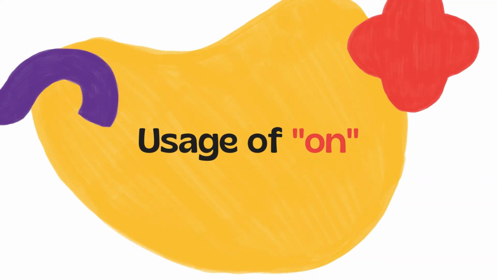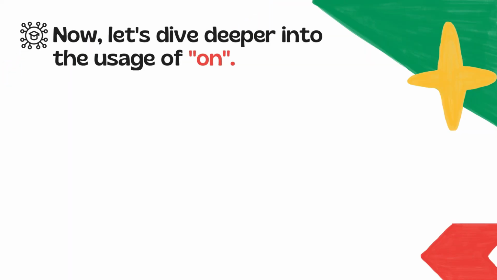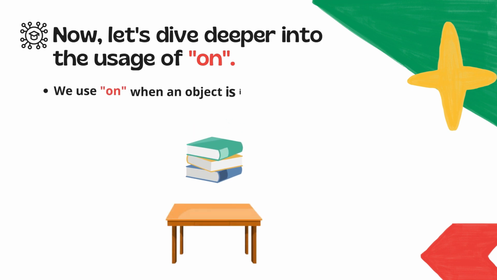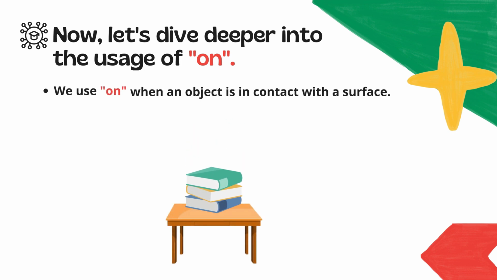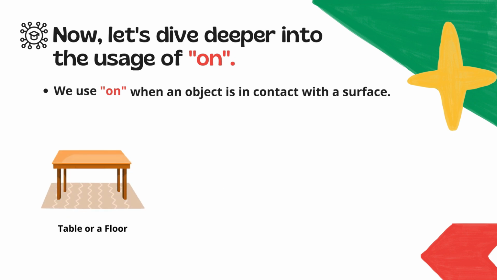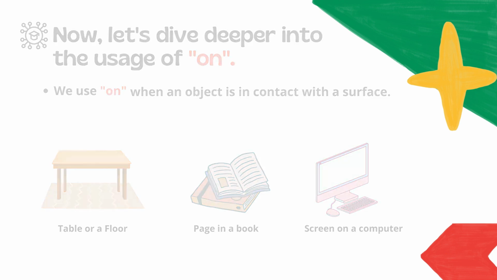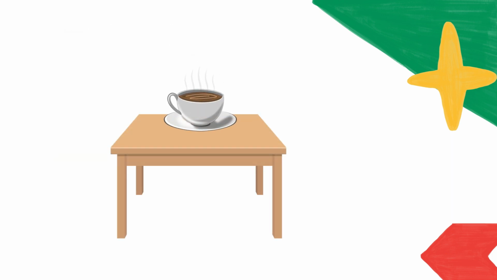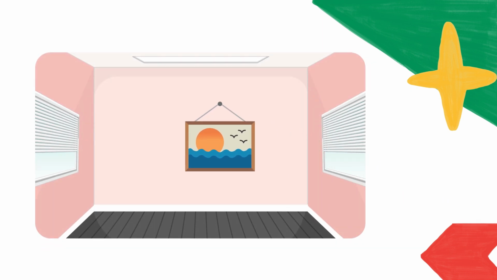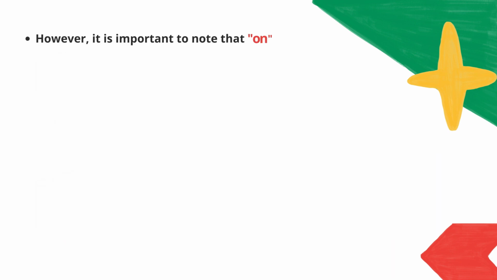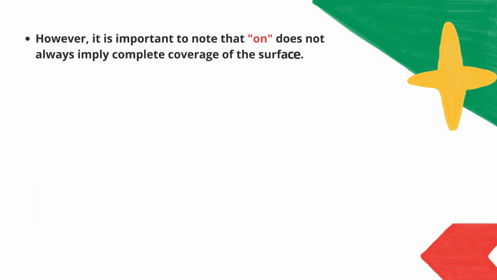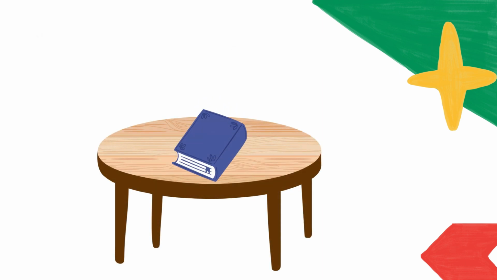Usage of on. Now let's dive deeper into the usage of on. We use on when an object is in contact with a surface. This can be a physical surface such as a table or a floor, or a more abstract surface such as a page in a book or a screen on a computer. For example, we say, the cup is on the table, when the cup is in contact with the surface of the table. Similarly, we say the picture is on the wall when the picture is in contact with the surface of the wall. However, it is important to note that on does not always imply complete coverage of the surface. For example, we say, there is a book on the table, even if the book is not covering the entire surface of the table.